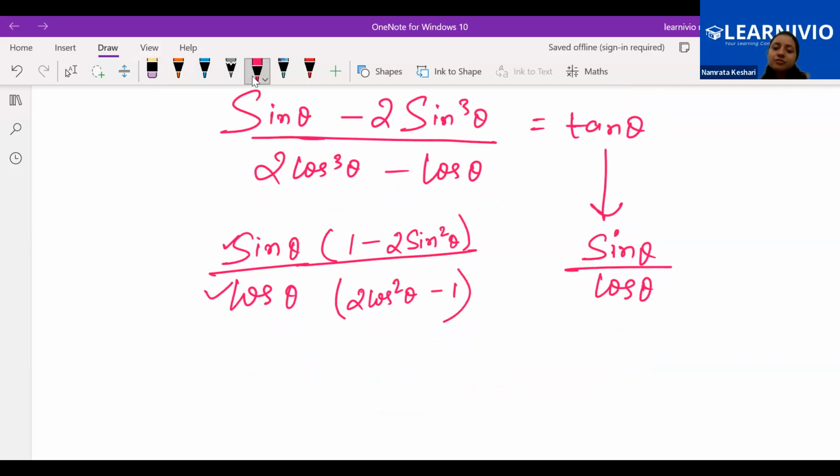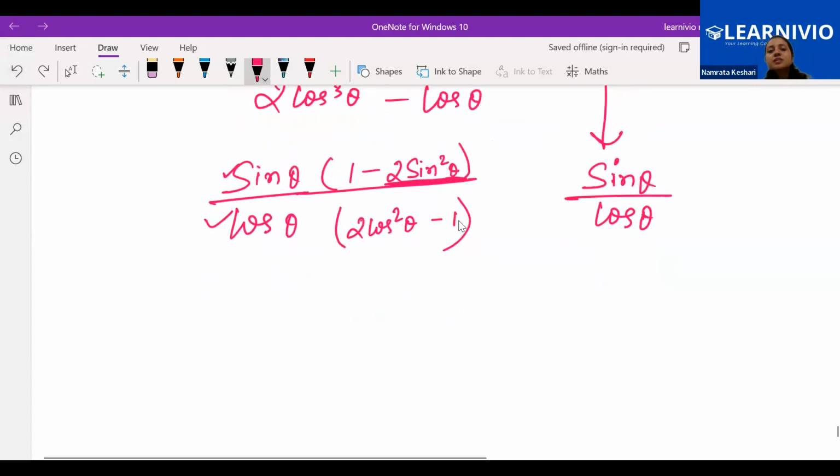Suppose, here we have only 3 identity formulas in hand. If instead of this 2 sine square theta, just sine square theta was there, that is, 1 minus sine square theta, then we could have written cos square theta. Are you getting my point? If the 2 is not there, then we could have used the formula, right? Since 2 is there, how to use the formula? That is the main concern.